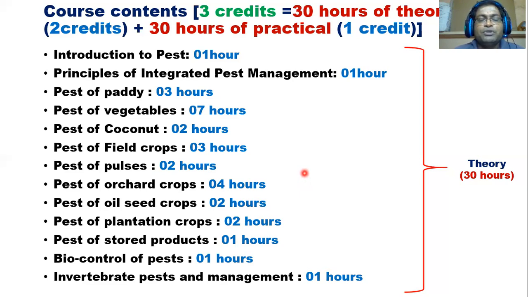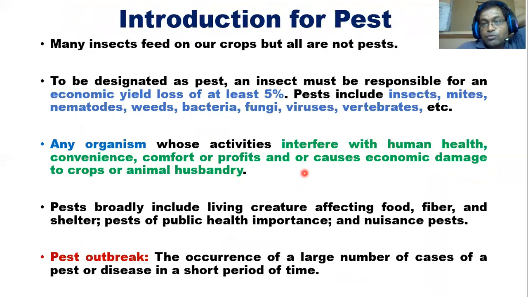The first chapter of this course is an introduction to pests. You all know there are a number of insects around the environment. The insects you are seeing around the environment are not all harmful, nor are they all causing economic damage or significant damage to the crop. When you want to consider an insect as a pest, that insect should cause at least 5% loss of economic return of the crop cultivation.